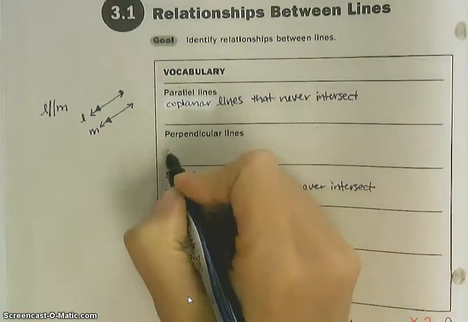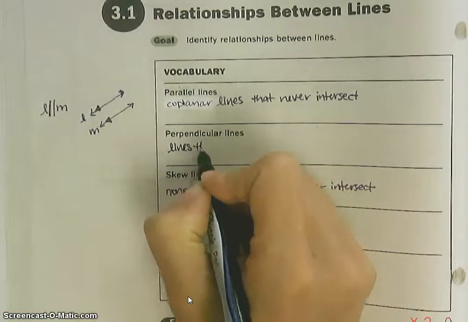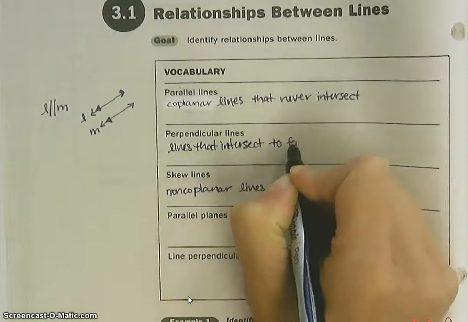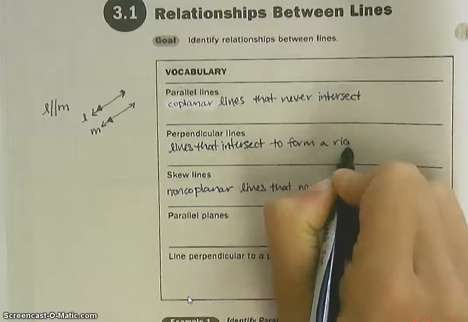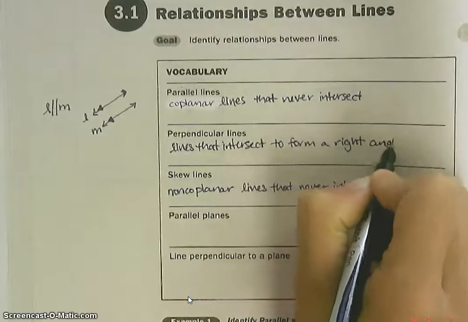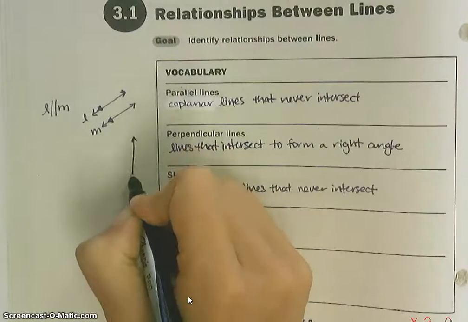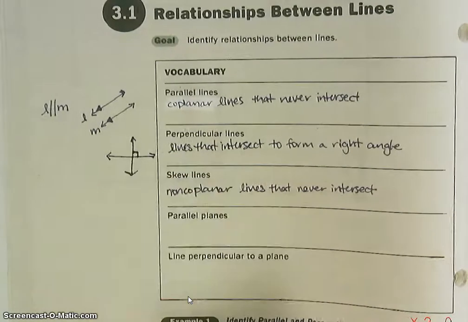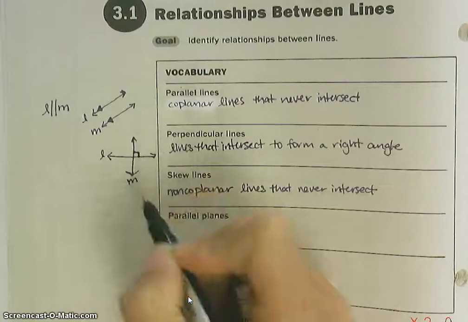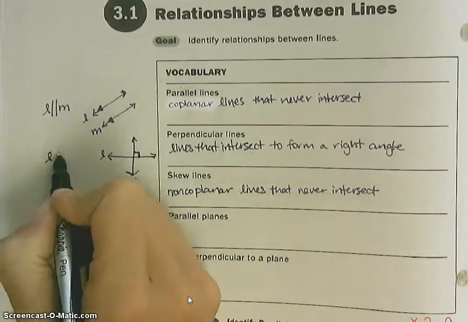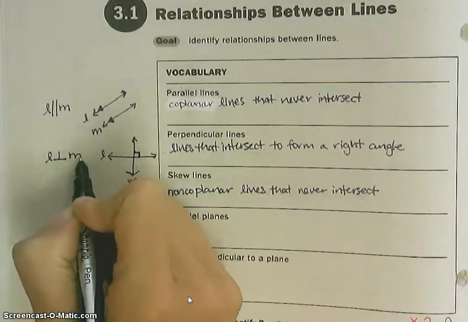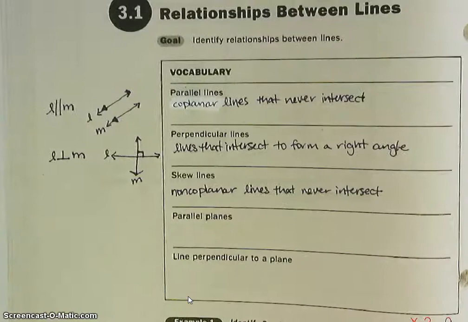Perpendicular lines are lines that intersect to form a right angle. So here's a picture of that. We put a little box in here to identify that that is a right angle. And let's say we call these L and M again. The symbol we use for perpendicular is an upside down T. See, it kind of looks like a right angle there. So L is perpendicular to M. You have to make sure you know those symbols.